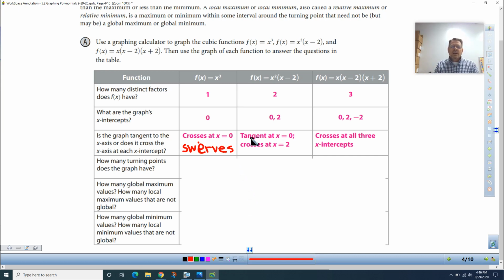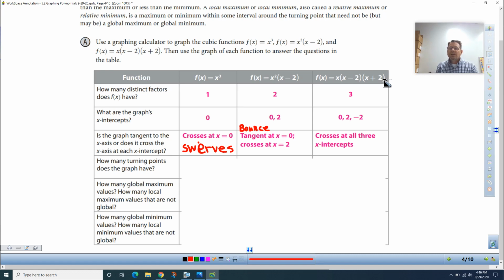Okay, now this one at 0 has that square. And what did we say about the squares? That gets a bounce. So it says tangent, but I'm going to say bounce. And then this one here is to the first power. That's going to be just straight crossing through. And then all of these.